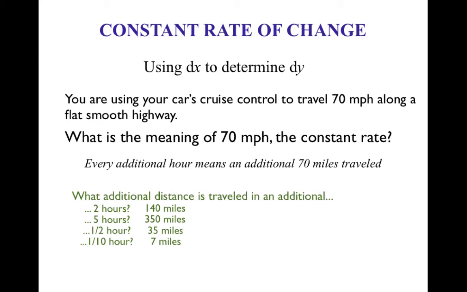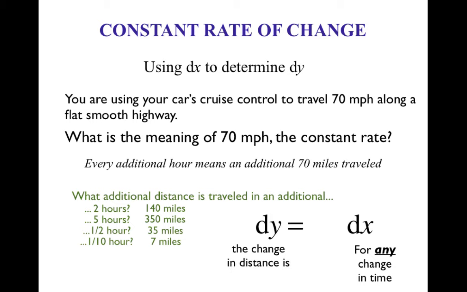I could just give you these additional time amounts over. I could give you any number of those, and you could tell me how many miles you would travel at 70 miles per hour. So really, 70 miles per hour means that given a change in time, and that's what that's dx, for any change in time, what's the change in distance?